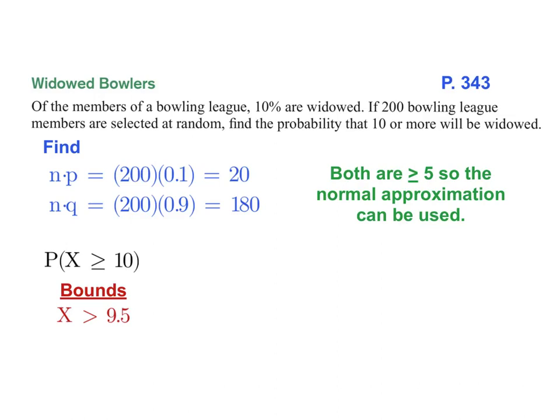Now the next thing we have to do, so we can write that like we did before, is we need the mean, and now we need the standard deviation. The mean we've already figured out, right? What's the mean? The mean is n times p. So what is it? 20. Okay, so the 20. Now I need the standard deviation, and the standard deviation is the square root of n times p times q.